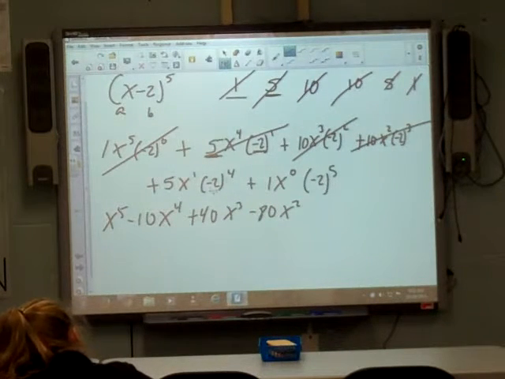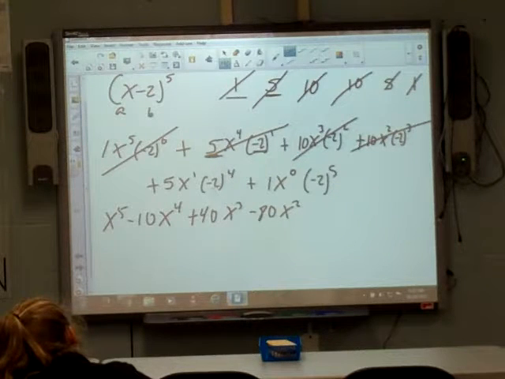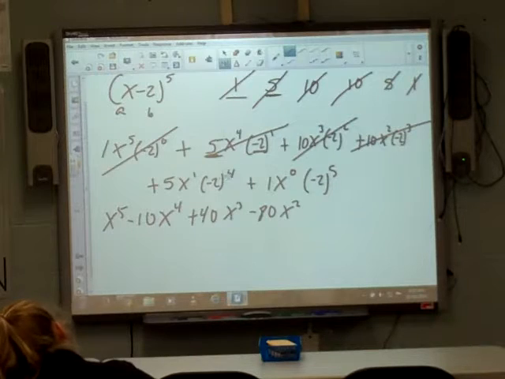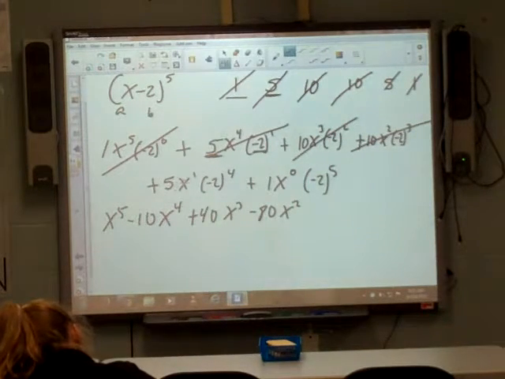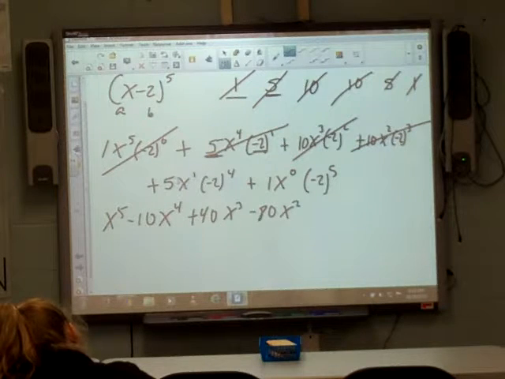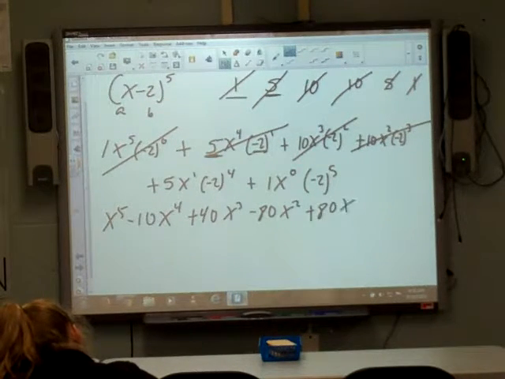And here's what Kylie was talking about on this. Negative 2 to the 4th. Since it's an even number, that's going to make that a positive. 2 times 2 is 4, times 2 is 8, times 2 is 16. 16 times 5, I think, is 80. Is that right? Yes, so plus 80x to the first.